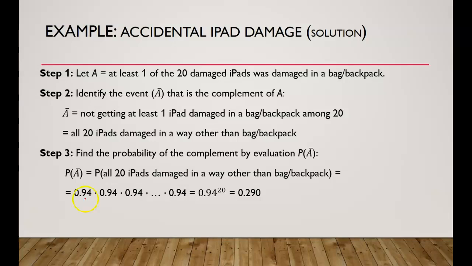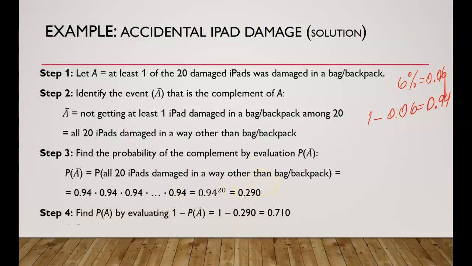You might wonder, what is the 0.94? Where did that number come from? Well, 0.94 is 1 minus the probability an iPad was damaged in a bag or backpack, which is 6%. 6% as a decimal is 0.06. The complement of that event, A bar, is 1 minus 0.06, which is equal to 0.94. Since we are multiplying 0.94 20 times, we can just raise 0.94 to the 20th power. It's equal to 0.290.